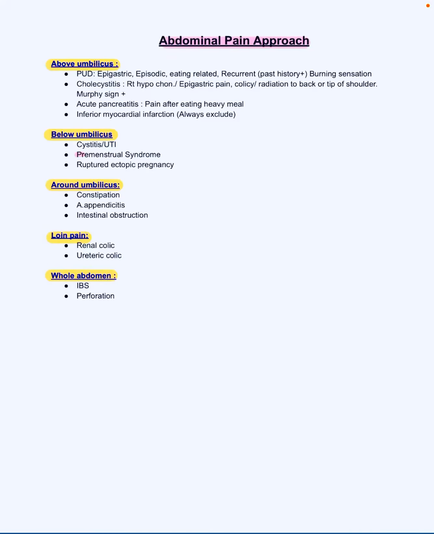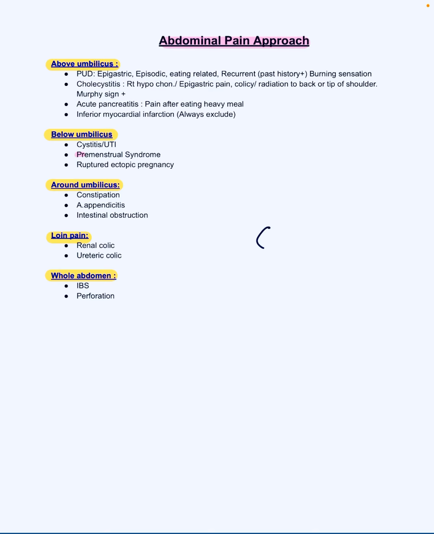Hello everyone. In this video, we will discuss how to approach a patient with abdominal pain, a very common disorder in OPD. At first, we have to understand what exactly is the cause of abdominal pain. The most important factor to know the cause of pain is site. It may be above umbilicus, below umbilicus, around umbilicus, loin pain, or whole abdomen.